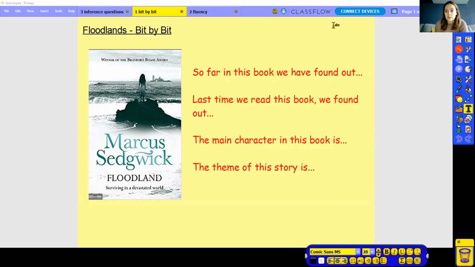Now, all the resources that you will need for this lesson are on the school website. There's one that will be called Bit by Bit, which is the bit you'll need first, and then we'll be doing Fluency straight after, which is called Fluency. So just make sure you've got those in front of you because you'll need them to be able to read the book.